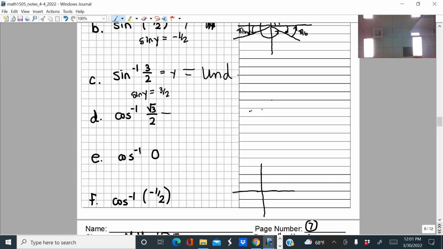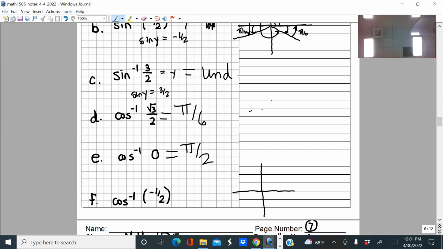Define. This was pi over 6. This is pi over 2. And now let's do one more, because we got just one more example here. And we'll stop for today.